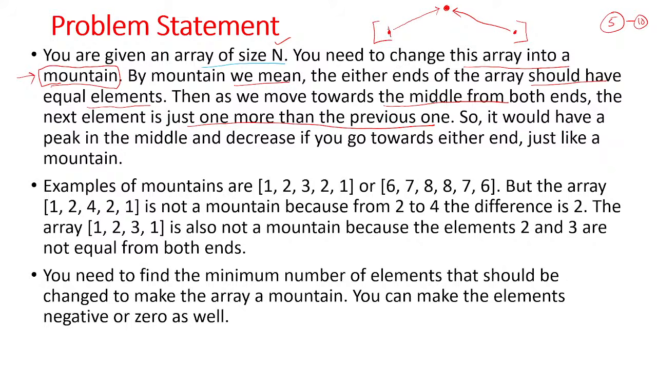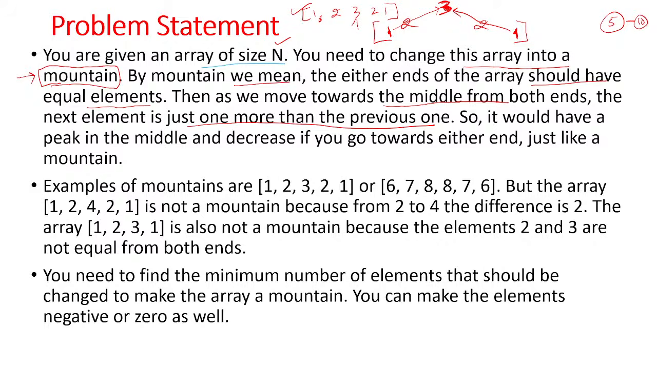For example, if the first element is 1 and the last element is 1, then the next element should be 2 here and the next element should be 2 here. Then the next element is 3. For example, if there is only one middle element, it should be 3. Now you can see this array forms the mountain structure. So if you are given an array like 2, 3, 2, 1, then this is a mountain array, you can say.